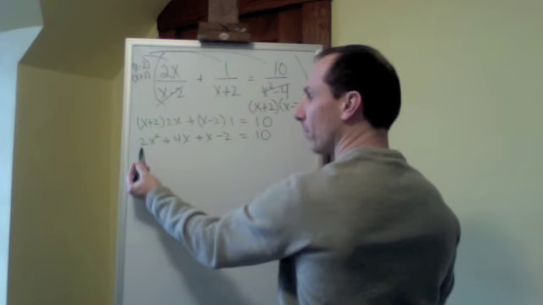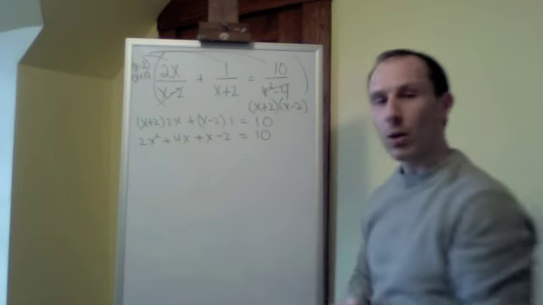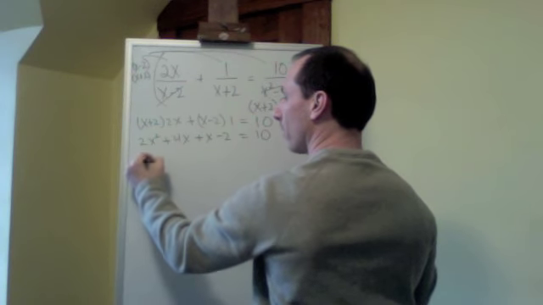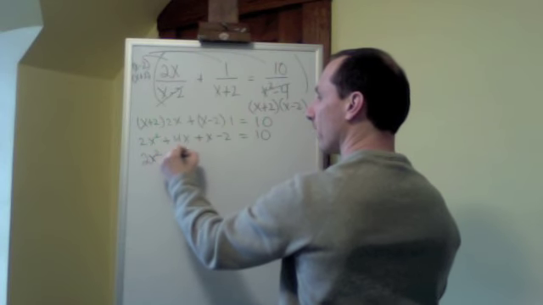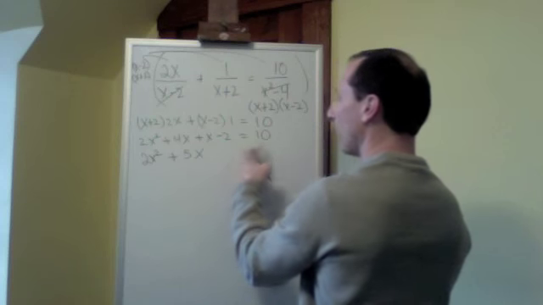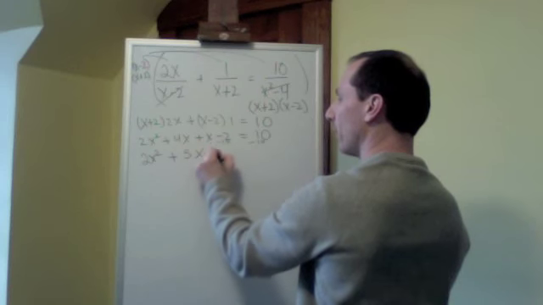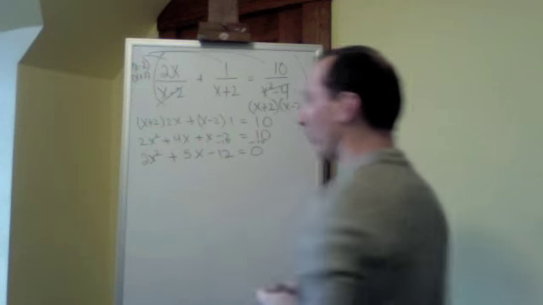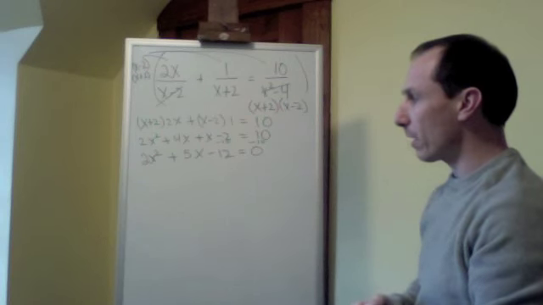I'd like to keep this 2x squared. I want to keep this 2 positive. I always want to keep that quadratic coefficient positive. So I'm going to leave this as 2x squared plus 4x plus x gives us a positive 5x. And I'm going to subtract 10 from both sides as I do this, leaving me with a negative 12 equals 0. At this point, I want to see if this is factorable, and most likely it is.